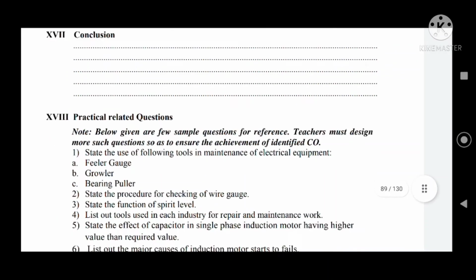Next, result, interpretation of result and conclusion. So write down this in your manual and complete your manual.